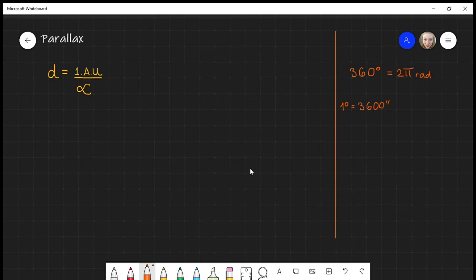So if 2 pi radians are 360 degrees, then 1 radian is equal to 360 degrees divided by 2 pi. To get radians in terms of arcseconds, we must times it by how many arcseconds there are in 1 degree. And when we put all of this into the calculator, we get a value. So there are approximately 2.06 times 10 to the 5 arcseconds per radian.